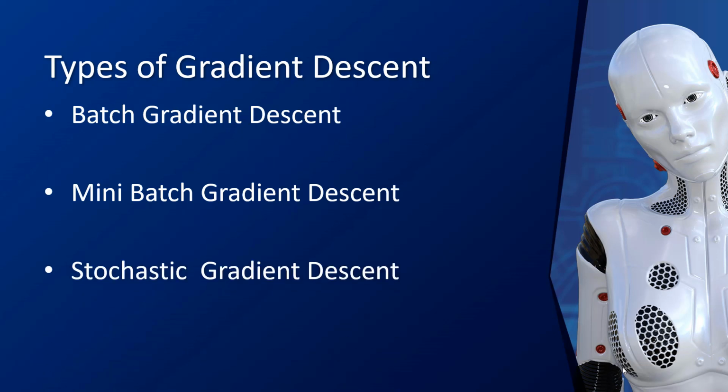Stochastic gradient descent calculates the loss and updates the model for each data point in the training dataset. This uses a single data point at a time. It does not matter how many data points we have.